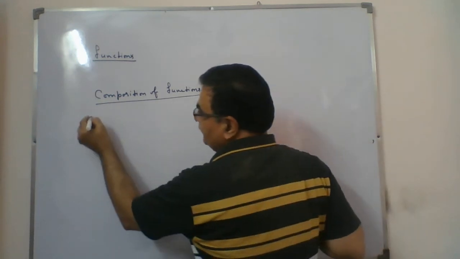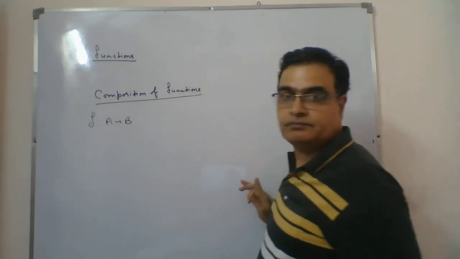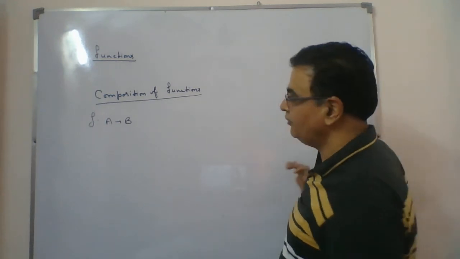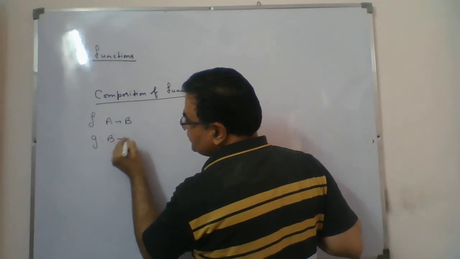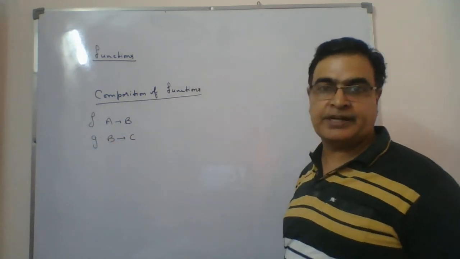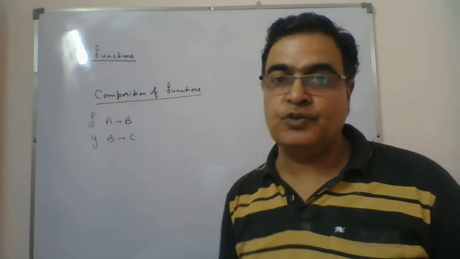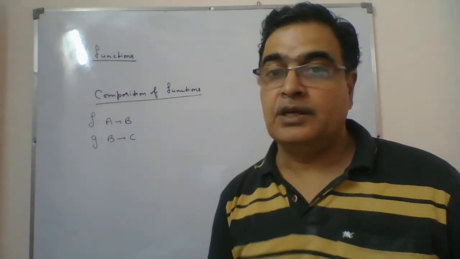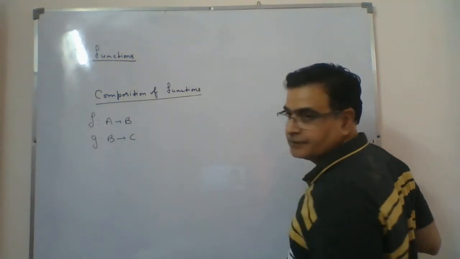In that case, if we have one function f from A to B, this is the first function we have. Another function we have, g from B to C. This is the second function we have. One function is A to B, another function we have B to C. And now we want the composition of these two functions.